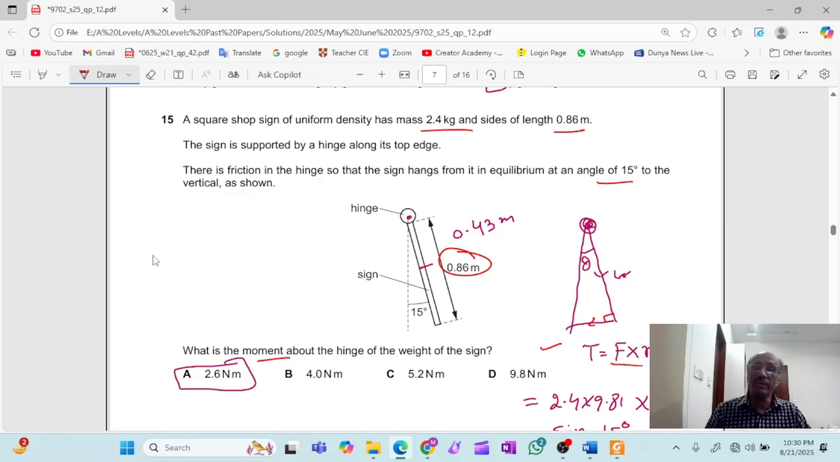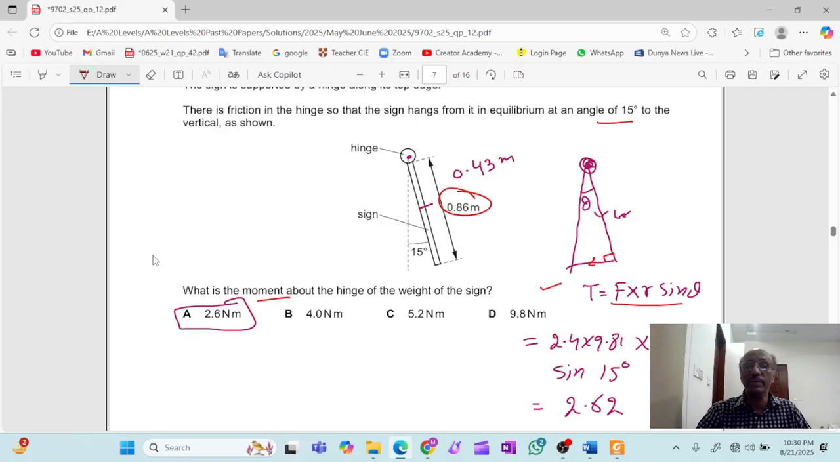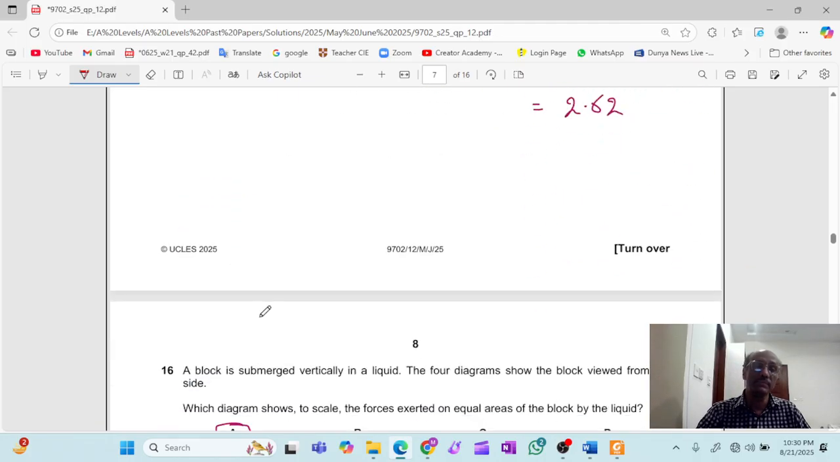So we will apply the formula tau is equal to F into R sine theta. The force is given as 2.4 into 9.81, because the mass is given, and mass will be converted into force by W equal to mg. So we will get the answer 2.6 Newton meter.